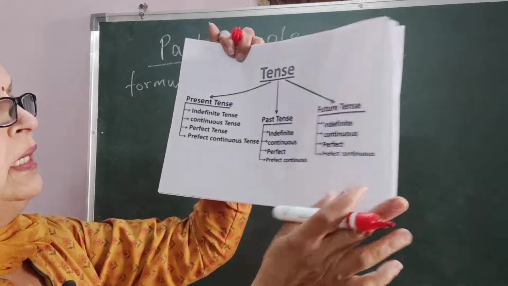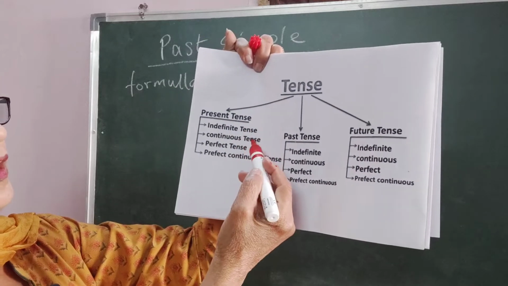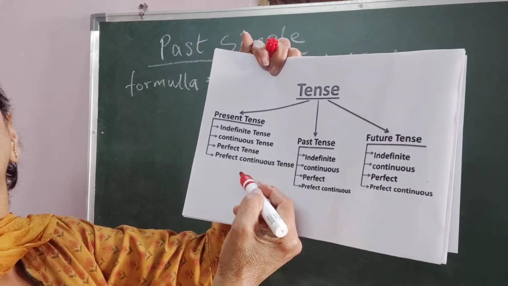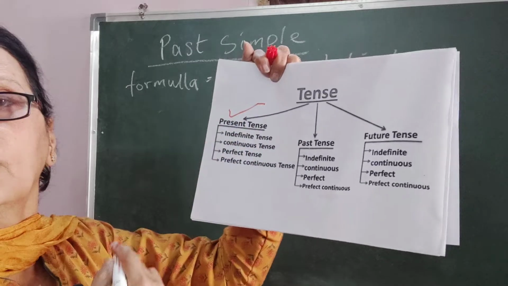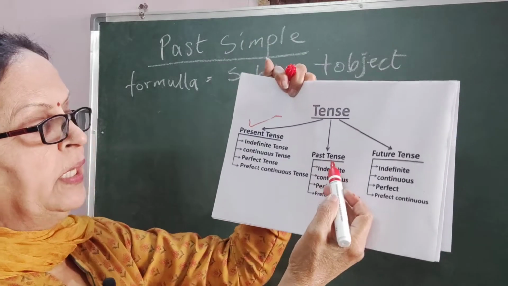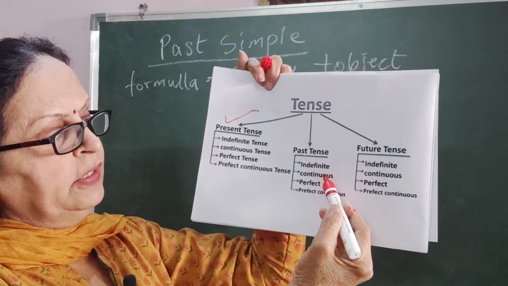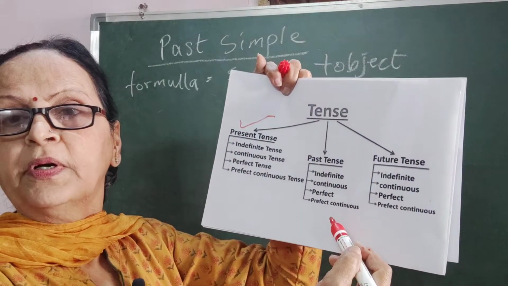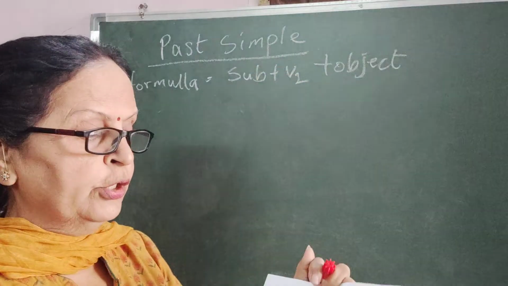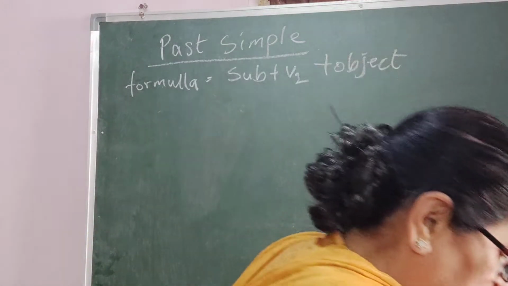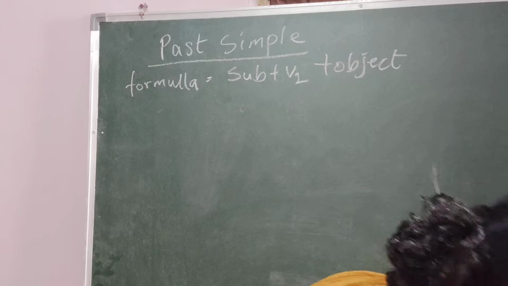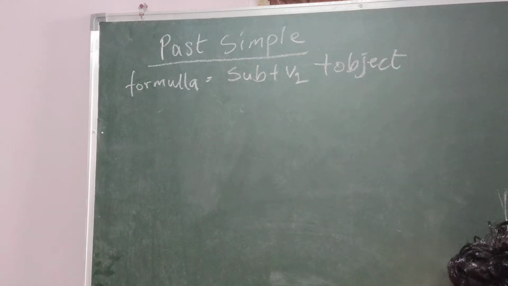The categories are present indefinite, continuous, perfect tense, perfect continuous tense, which we have already done. So today we are going to continue with past tense. Past indefinite, continuous, perfect and past perfect continuous we are going to do. So let us start with the first one, that is past simple tense.